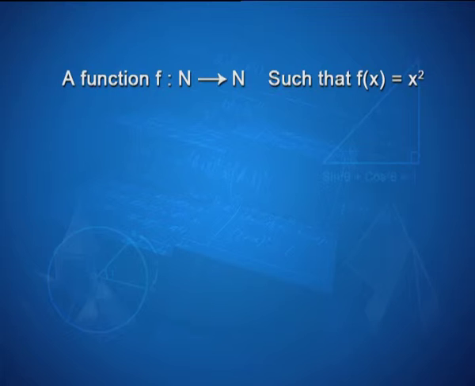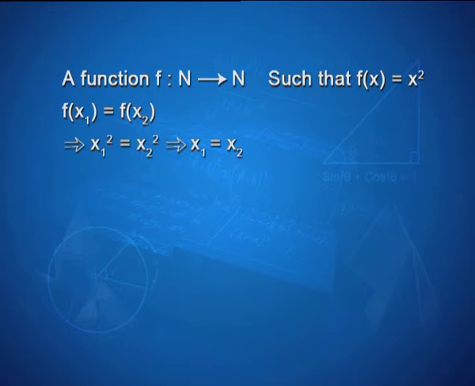For bijective function, a function should be 1-1 and onto both. We take f(x) equal to x square. For 1-1, f of x1 equal to f of x2. That means x1 square equal to x2 square. This implies x1 equal to x2. This function is 1-1.